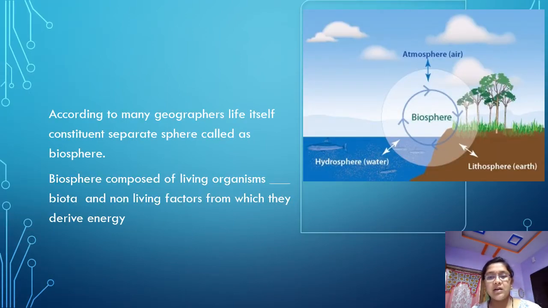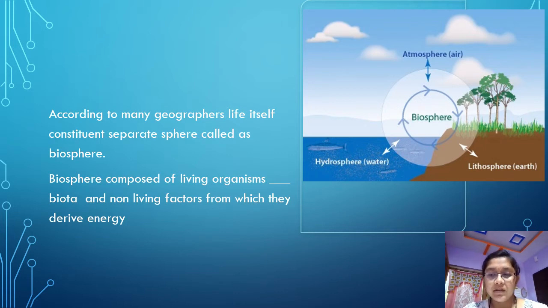And we'll see the concept now. So, according to many geographers, life itself constitutes a separate sphere called biosphere. You can see in this picture where the biosphere is in between, where on the earth it is called lithosphere, and the water surface will be called hydrosphere, and the atmosphere will be having air. So biosphere is nothing but the life sphere that gives life to the human being by depending on all three spheres.